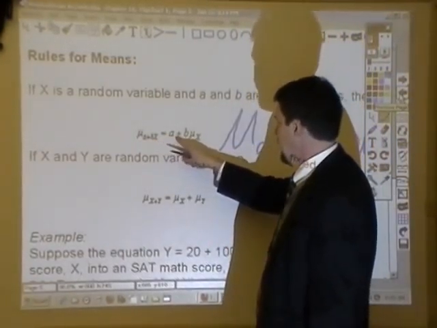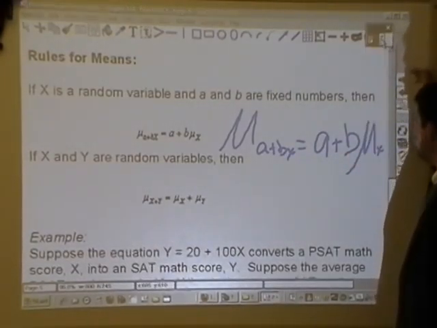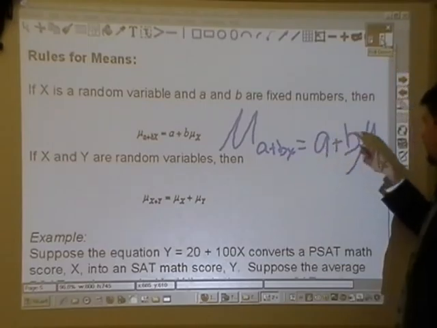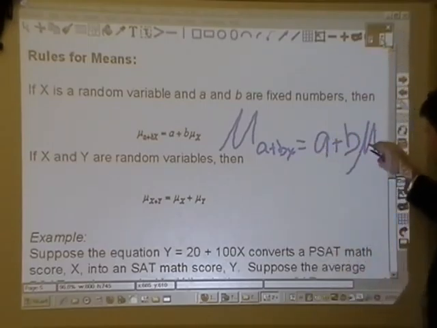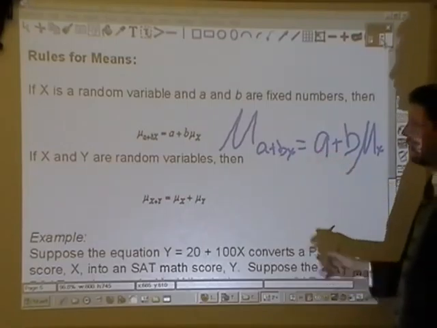Okay, so we understand this statement here about the mean of a plus bx being equal to a plus b times the mean of x, which means that the mean changes by the multiplication, the coefficient, and the addition of the constant. Mean changes by the multiplier and the addifier. Okay, now we've got another statement here.